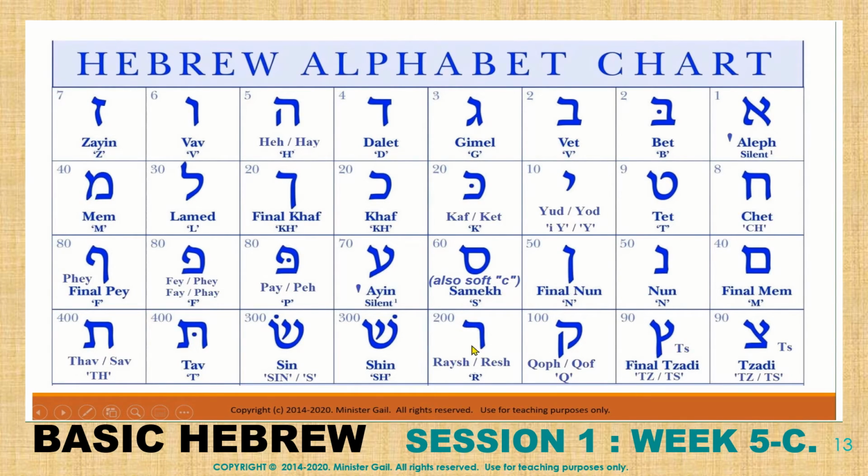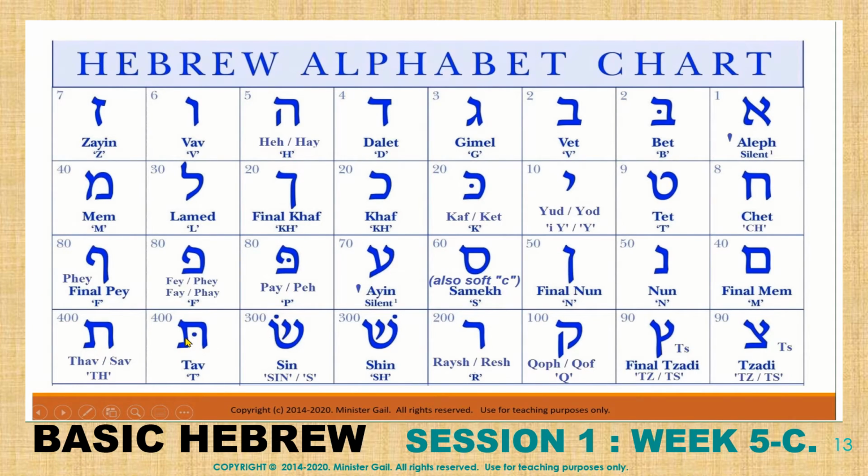R for resh. And it has a longer head on it. If you look at vav for man or nail, the resh has a longer head on it. I said it's a man that's ruling or reigning. He has a bigger head. SH, the dots on the right. SI, or just S, the dots on the left.